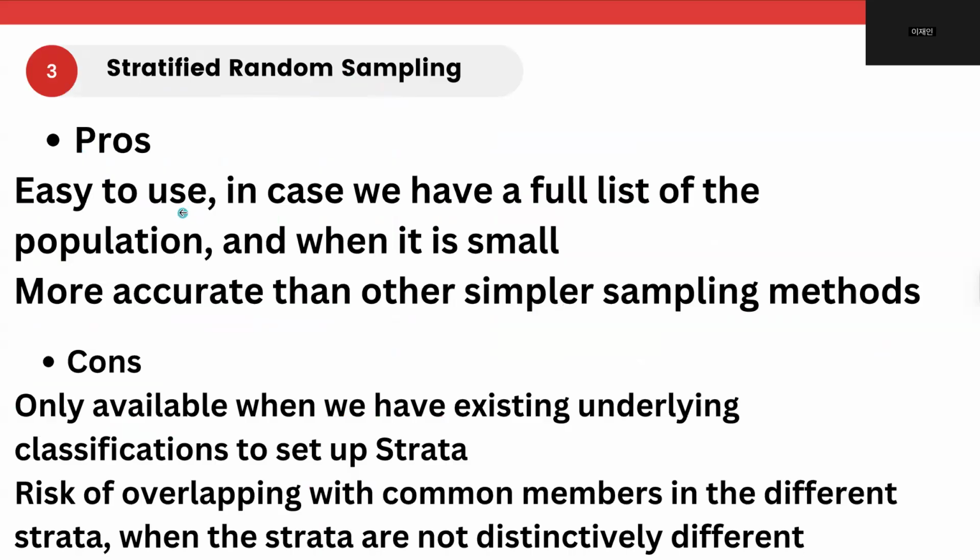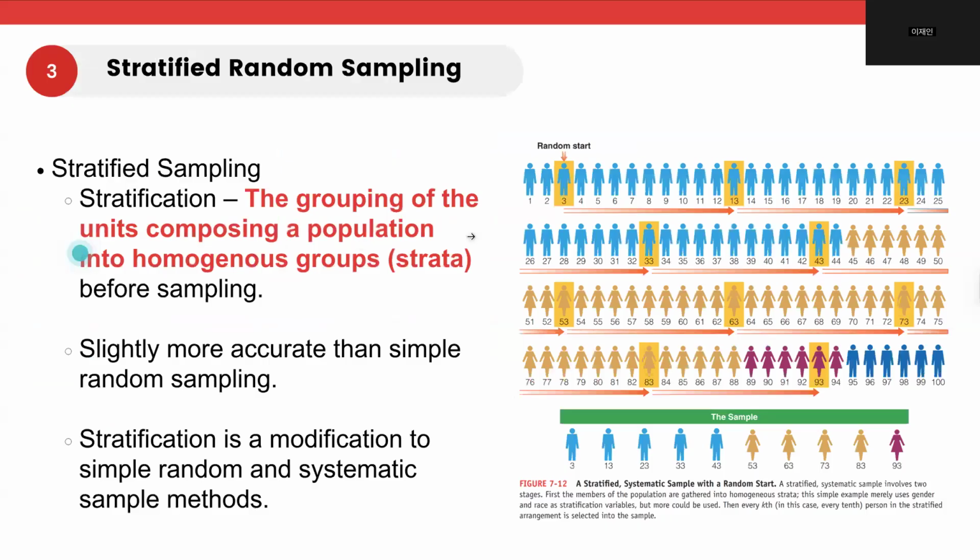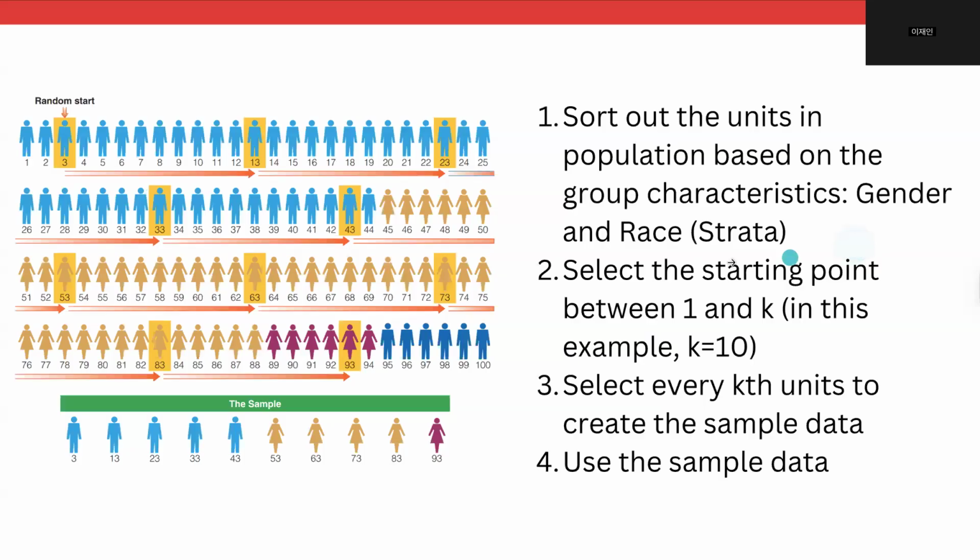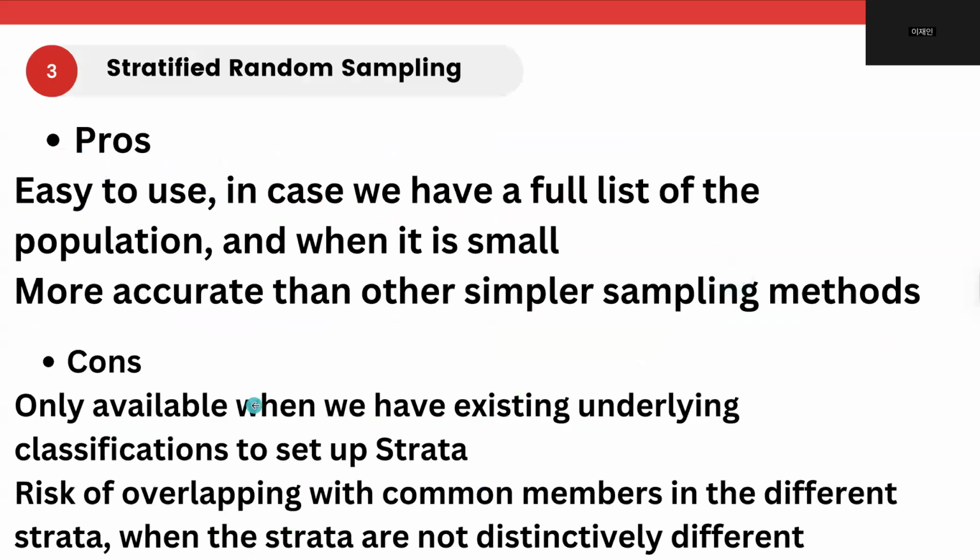So it's relatively easier compared with the very complex theories of sampling methods, and more accurate than other simpler sampling methods such as SRS or quota sampling. The systematic sampling, however, is only available when we have an existing underlying classification of the set of strata.